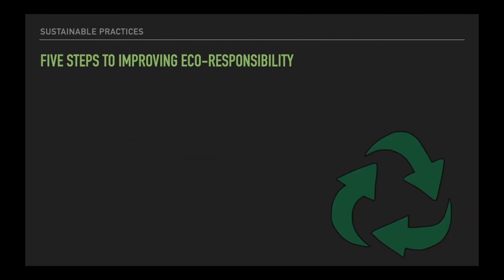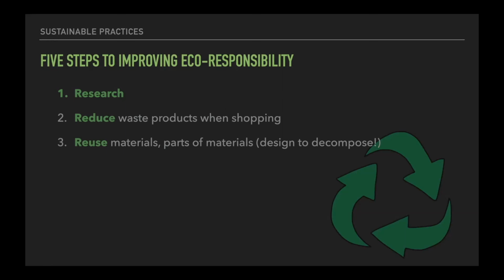So there are 5 steps to improving your eco-responsibility, and they all really center around how you use materials. First, research, know what's going on around you, what resources you have available. Second, reduce the waste products when you're shopping. So if you can't recycle it, don't buy it. Third, reuse your materials, especially parts of materials. So keep those old phones and take them apart for whatever crazy designs you guys have going on. Repair, repair, repair. Repair your tools, repair your devices, sew your clothes. Try to hang on to things as long as you possibly can.